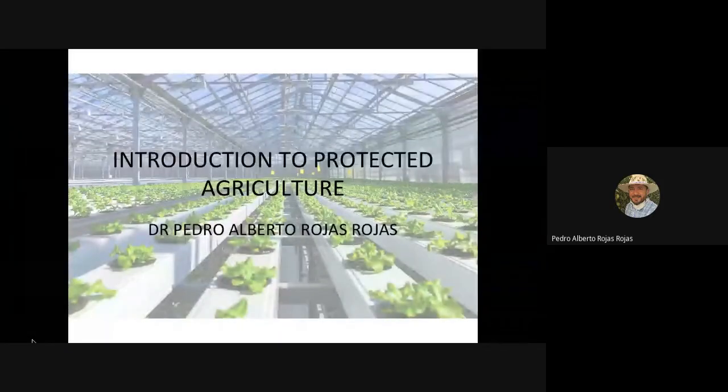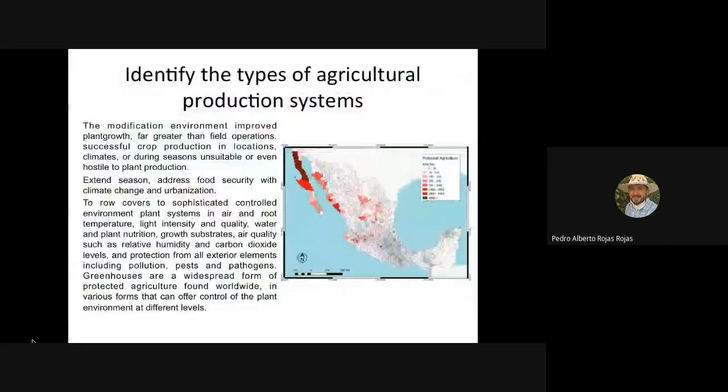Okay, we are in the class of protected agriculture, and let me try to do a small review of the introduction to protected agriculture. Last week we talked about tropical climates and their different greenhouses. So we talked about the environmental modifications that agricultural production needs.